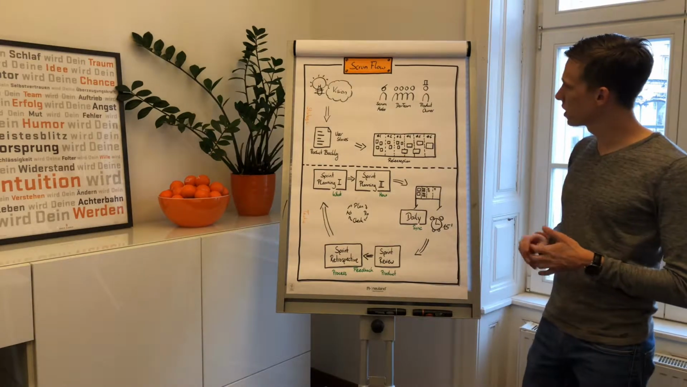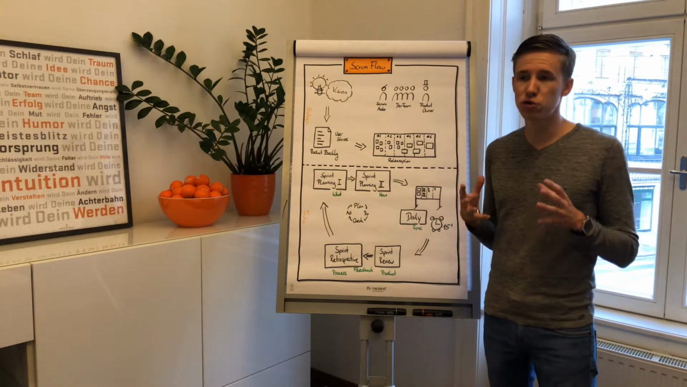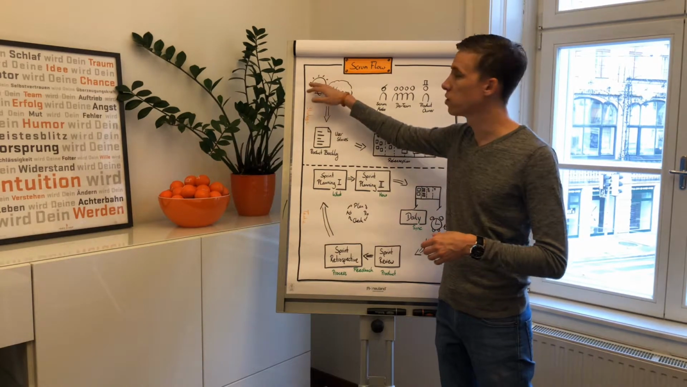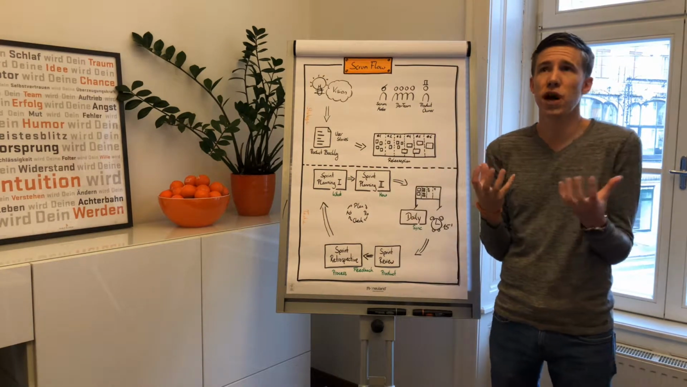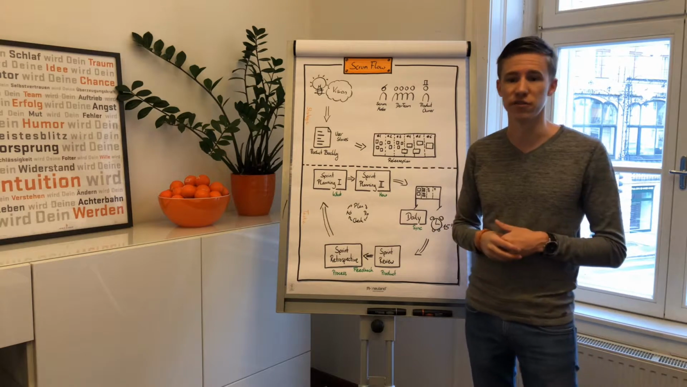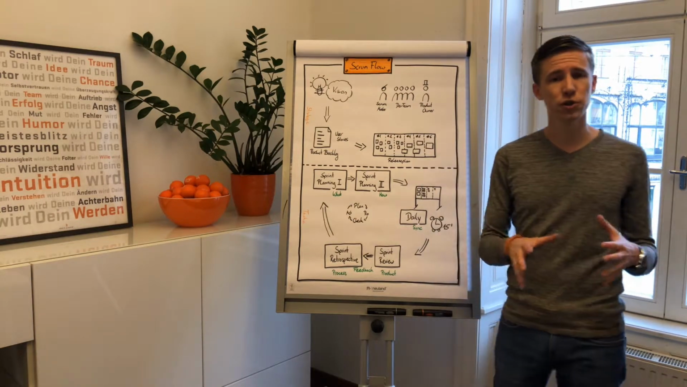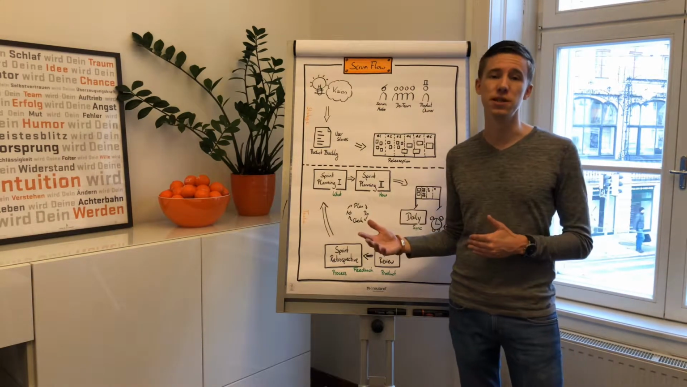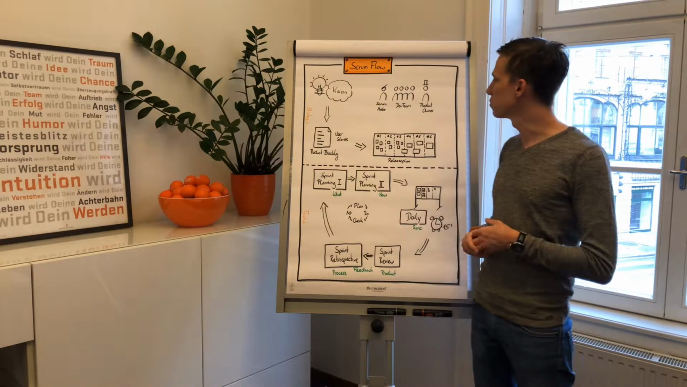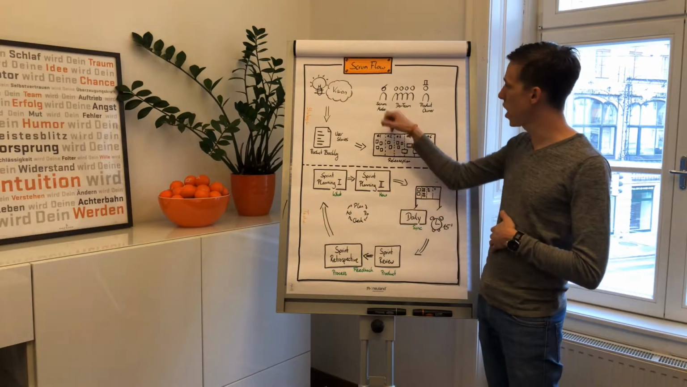For the Scrum framework, in order to tackle something, you need an idea or a vision. You have to have something in mind that you want to achieve. And if you have something you want to achieve, then of course you need a team. The Scrum team actually consists of three roles. You have the Scrum Master.